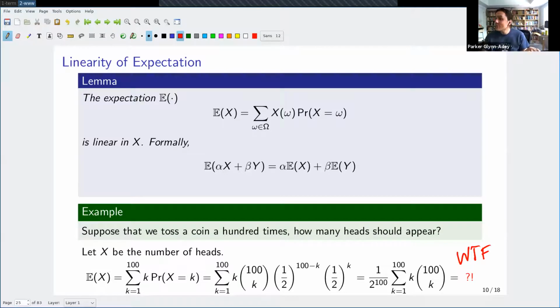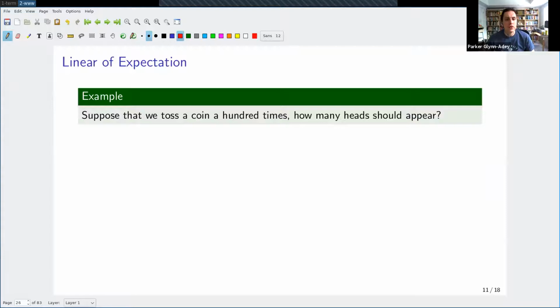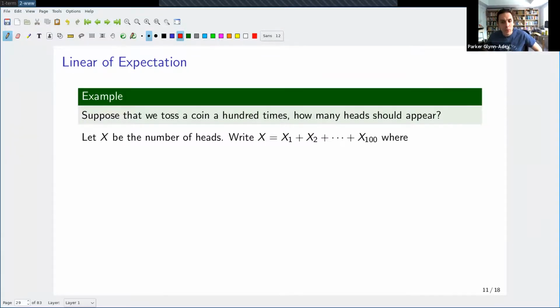So, okay, expected values can get complicated. This is weird, right? But let's see what linearity of expectation can do for us. Suppose we toss a coin 100 times, how many heads should appear? Instead of thinking of all the heads at once, we're going to split it up into a bunch of small parts. We write this as the sum of 100 random variables, where each one just checks whether the kth coin toss is a tails or a heads. We output 1 if it's heads and 0 otherwise. So this is like an indicator function.